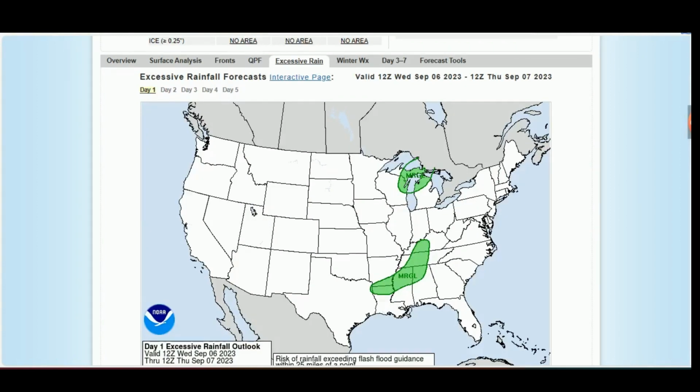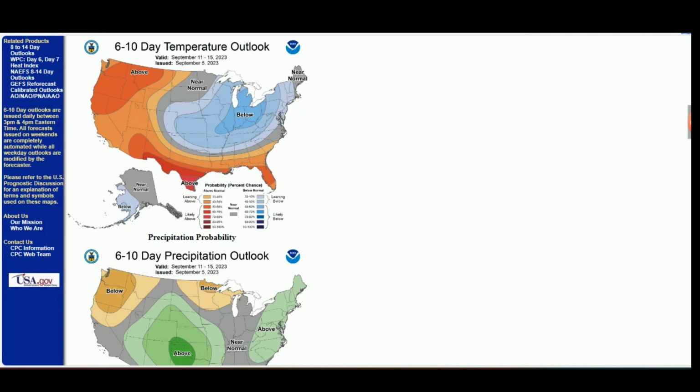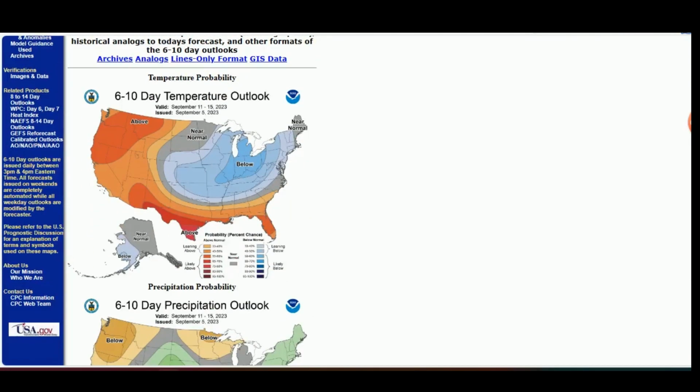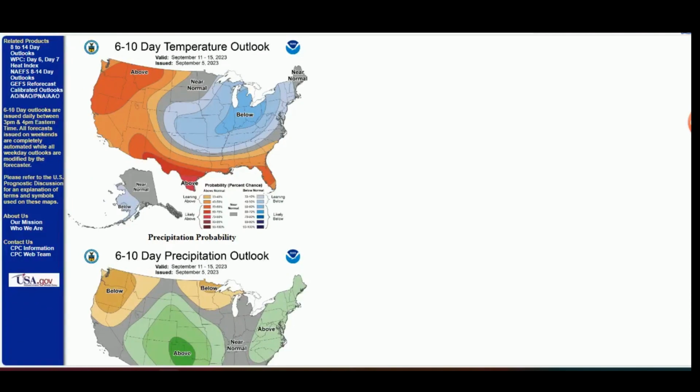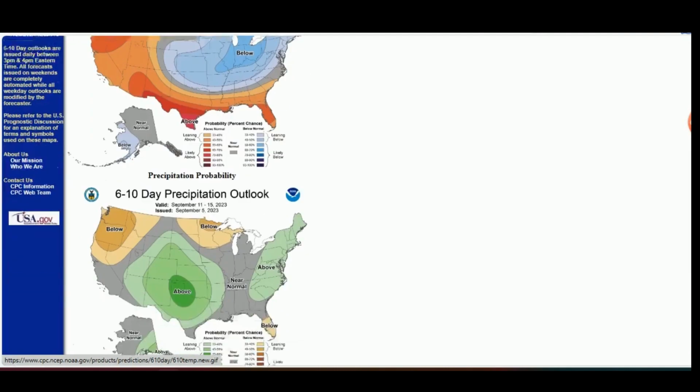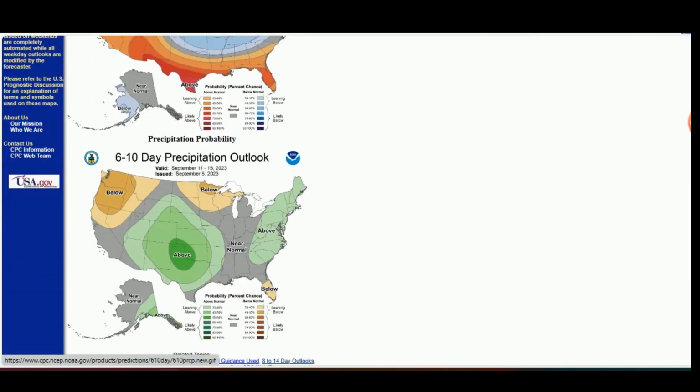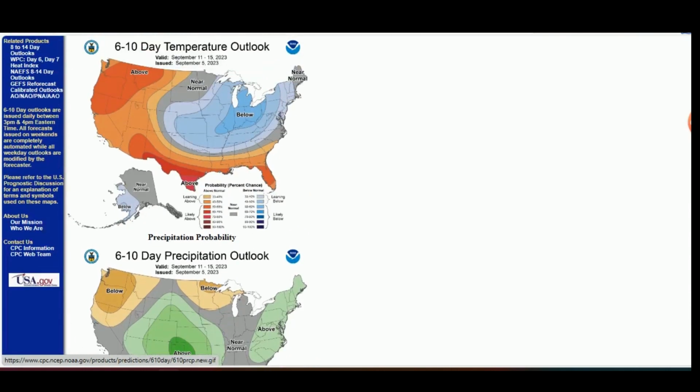And so we're going to look at the Climate Prediction Center's day 6 through day 10 outlook. So this is for temperature and precipitation. And so the Climate Prediction Center is forecasting below average temperatures for much of the central and eastern U.S. and warmer than average temperatures for the Gulf Coast and for the western U.S. And also forecasting above average precipitation for the central U.S. and for the East Coast. So for much of the central and eastern U.S., we're looking at cooler than average temperatures and above average precipitation. So cooler and stormy weather for next week.